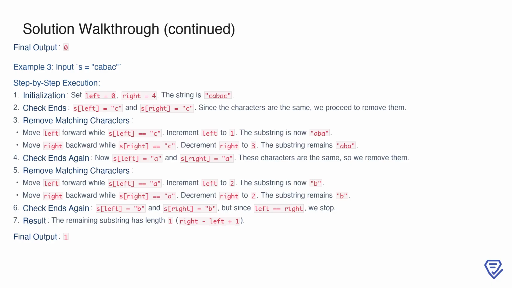Next, we check the updated ends: s[left] is a and s[right] is also a. Since these characters match, we remove them. Incrementing left to index 2 leaves the substring b, and decrementing right to index 2 confirms the substring remains b. At this point, s[left] is b and s[right] is also b, but since left is now equal to right, we stop. The length of the remaining substring is 1. Therefore, the final output for this example is 1.